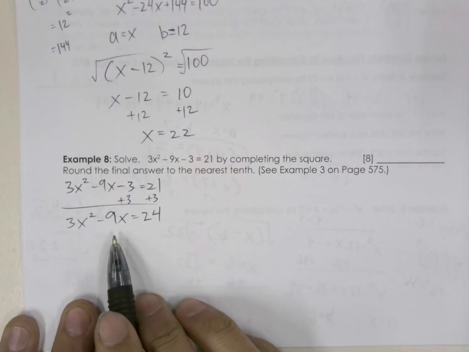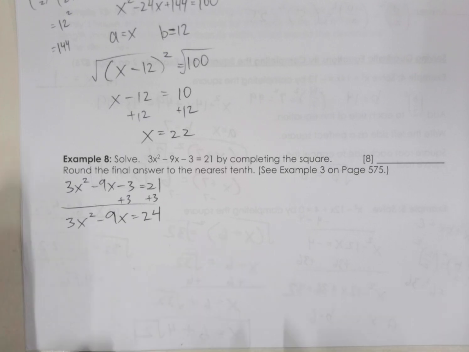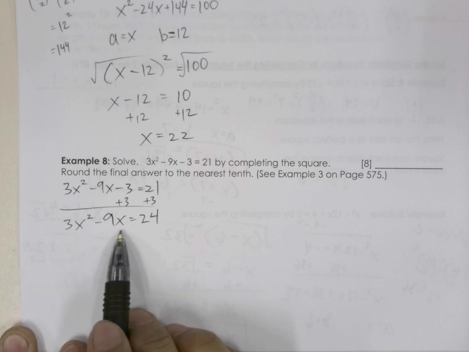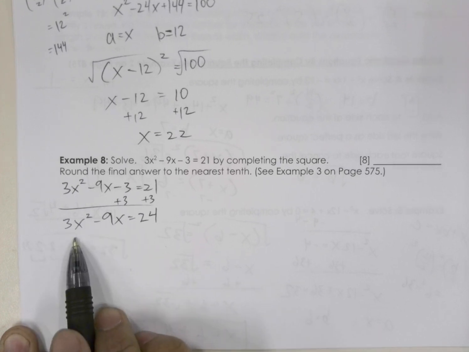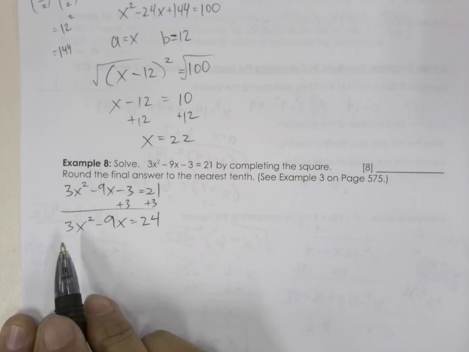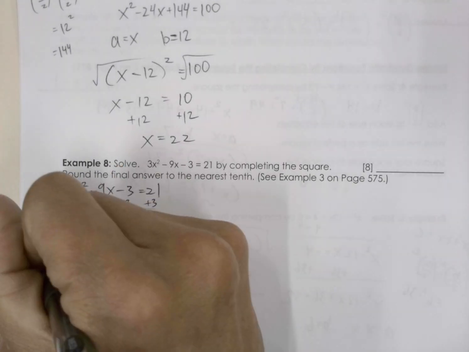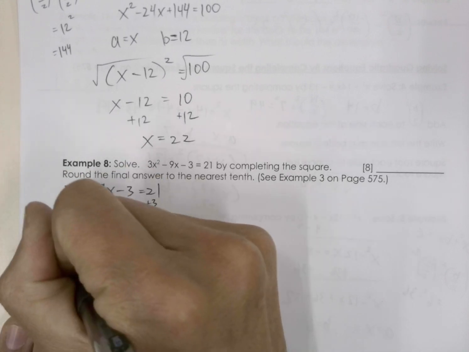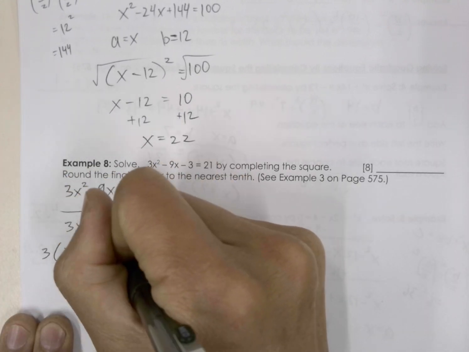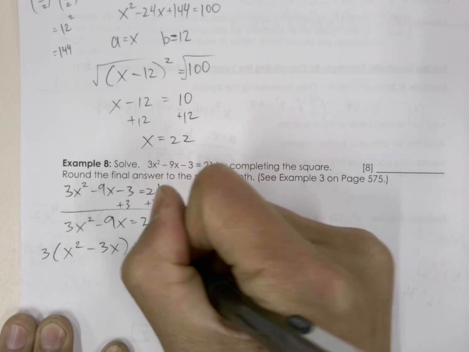Right. And now we need to figure out what do we need to add to both sides. Ooh, no. Actually, what we need to do first is factor out the greatest common factor. Yeah, we do want the x squared to have a coefficient of 1. Right? And so you can see here that we can factor out a 3 from the left side of the equal sign. So let's do that. 3 parentheses. That leaves us with x squared minus 3x is equal to 24.